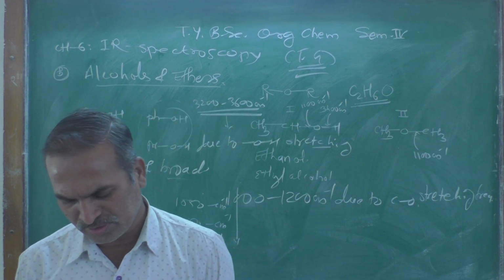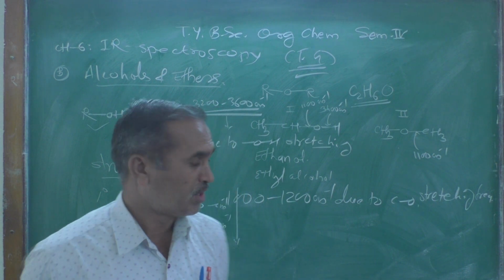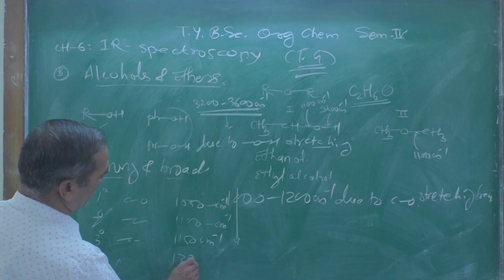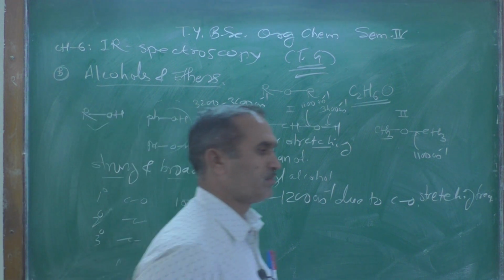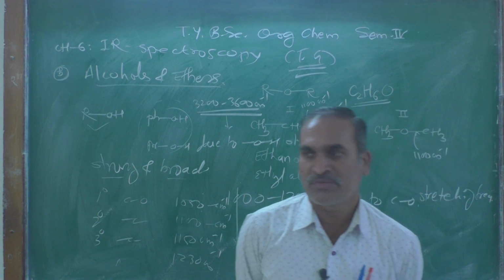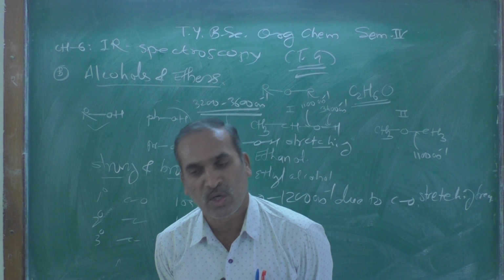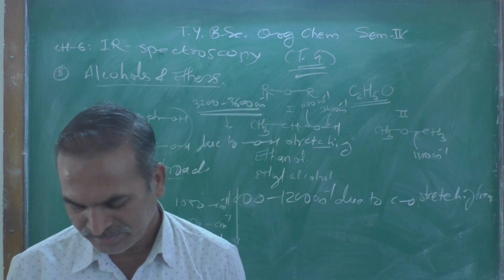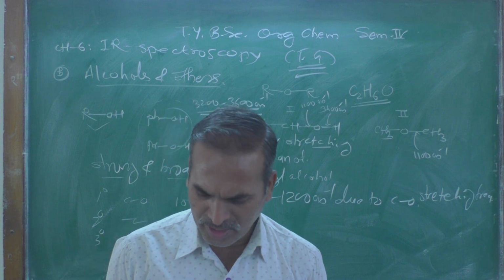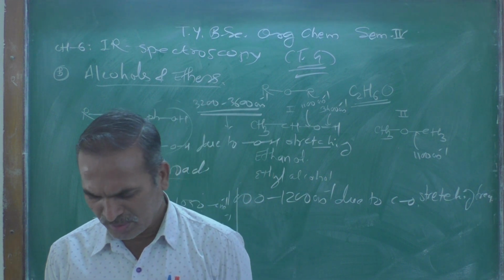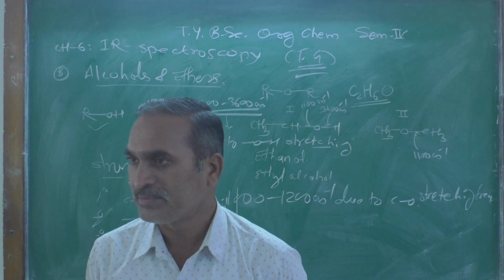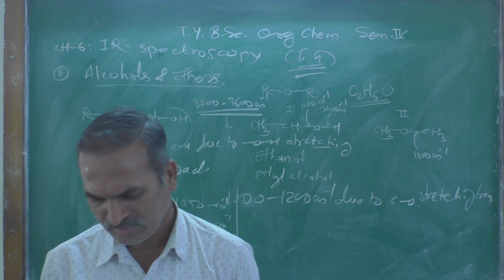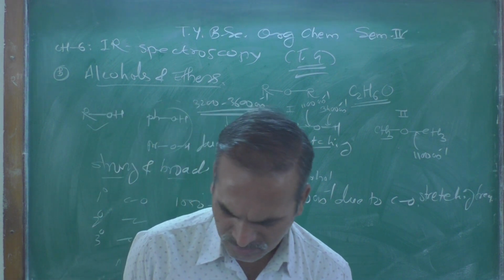Then aromatic alcohols, CO stretching frequency is about 1230 per centimeter. From that we can easily recognize what type of functional group is present in the organic compound. The OH, CH and CO stretching frequency peaks are shown in the various diagrams given in the book. Let us see one. Now here is an ether.